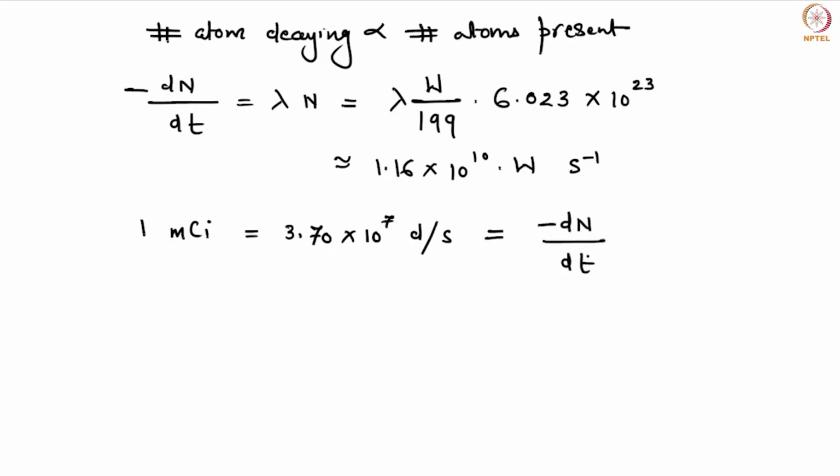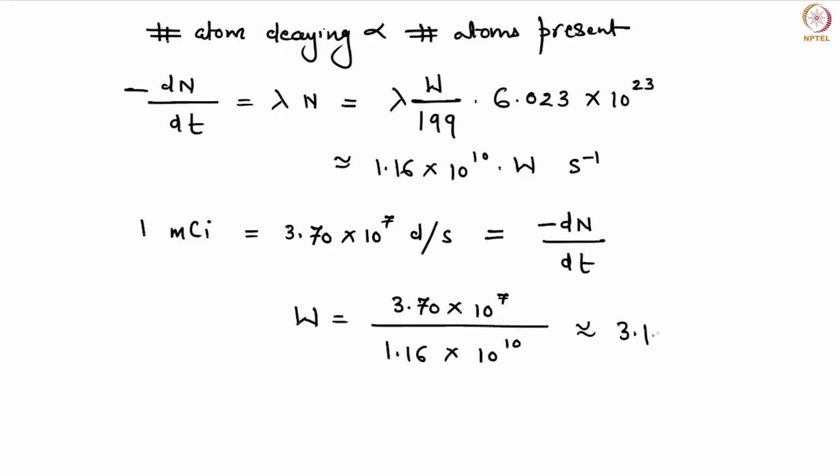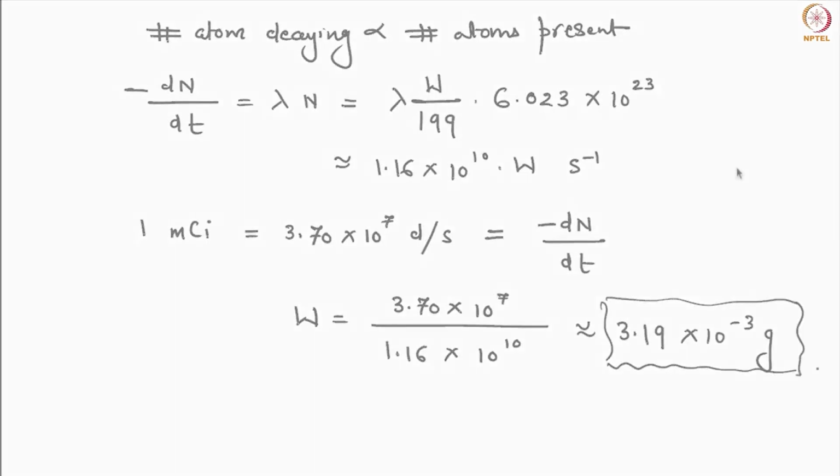So from here we can now find the value of W. W will be equal to 3.70 into 10 power 7 divided by 1.16 into 10 power 10, which gives you 3.19 into 10 power minus 3 gram. So this is your final answer.